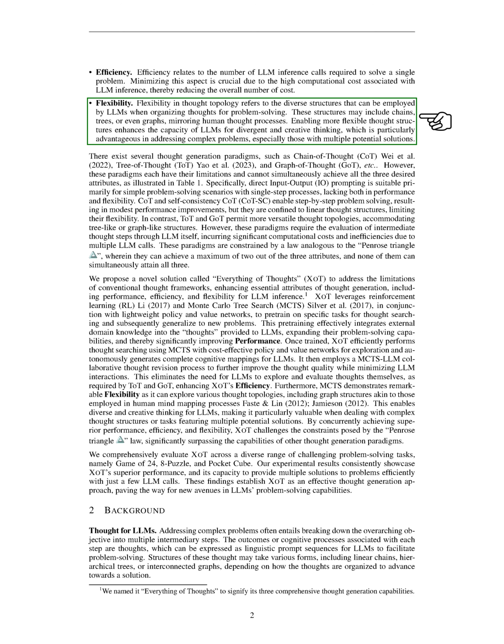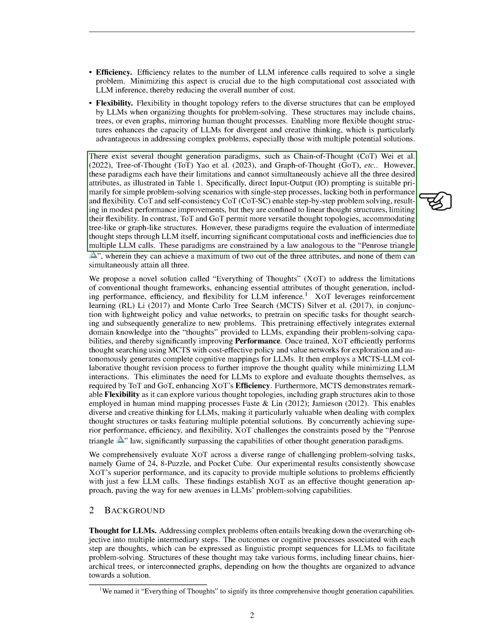Flexibility, on the other hand, refers to the variety of structures that can be used by LLMs when organizing thoughts for problem solving. These structures can take the form of chains, trees, or even graphs, much like human thought processes. There are several existing thought generation paradigms, such as chain of thought, COT, tree of thought, TOT, and graph of thought, GOT. However, each of these has its limitations and none can achieve all three key aspects simultaneously.